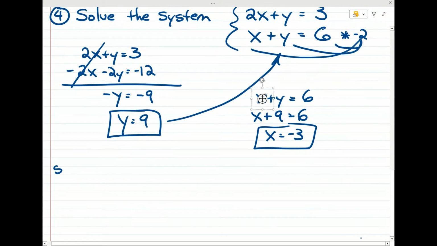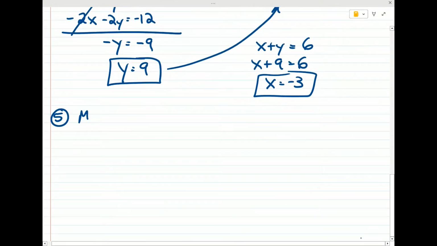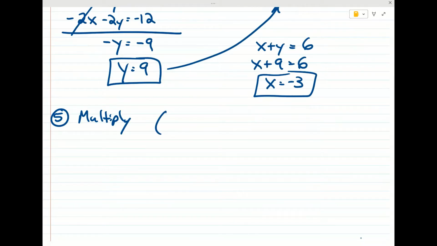Problem number 5 says to multiply (3x minus 2y) times (5x plus 4y).